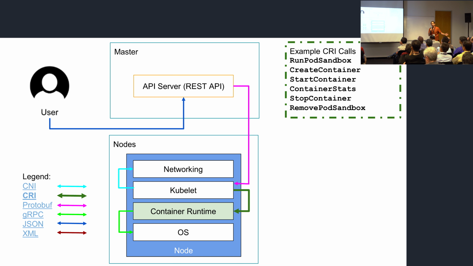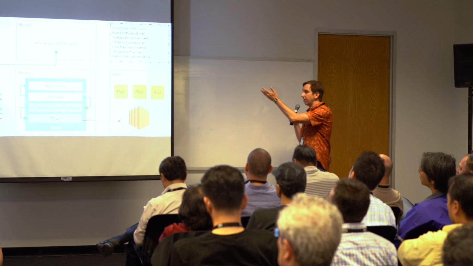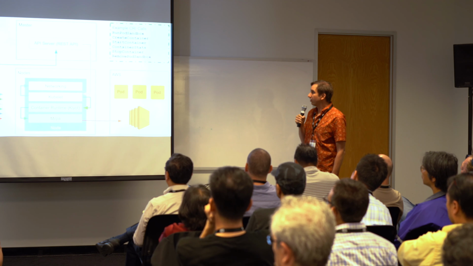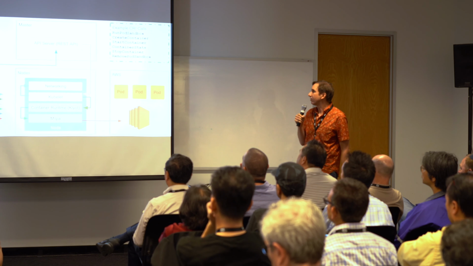And then the container runtime talks to the operating system to run those containers. It's going to create namespaces, it's going to create cgroups, it's going to start processes, and these are the wonderful things that we know as containers. So with Kiot taking the place of our standard container runtime and Milpa taking the place of our operating system, when the Kubelet sends CRI calls to Kiot, Kiot's going to talk to Milpa, and it's going to spawn a virtual machine in AWS by talking to the AWS API. When it creates containers as part of the CRI, it's going to tell it, hey, create this container.